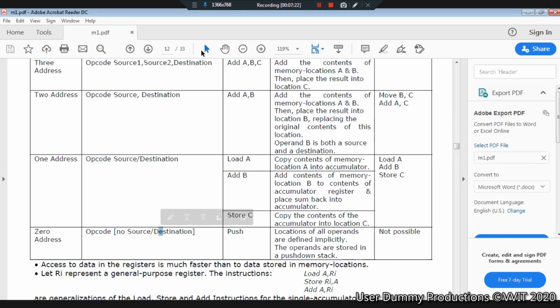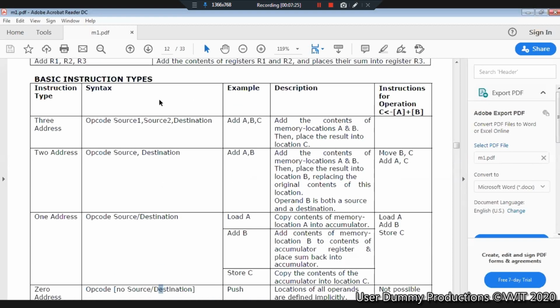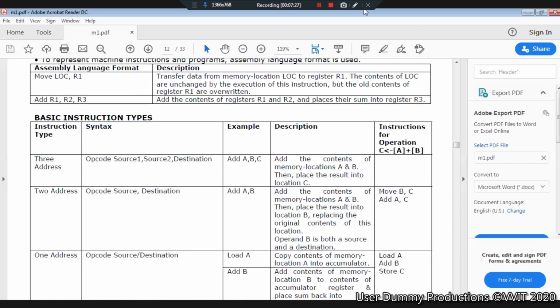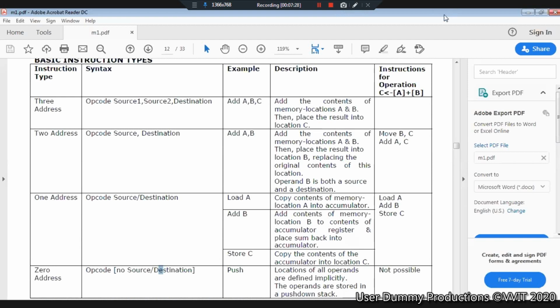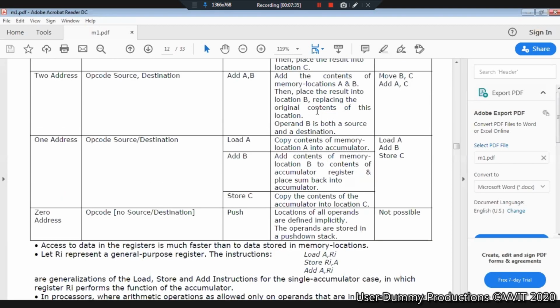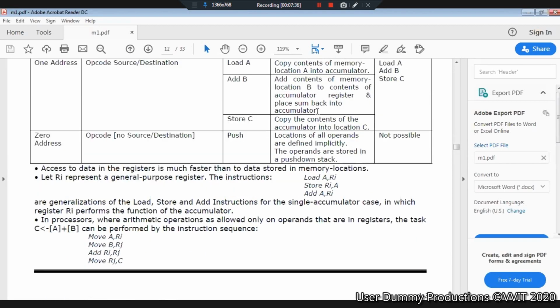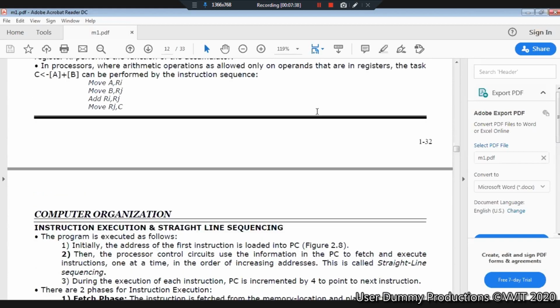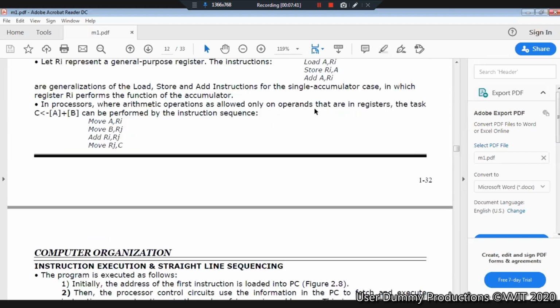Then zero address instruction. Anybody? Zero address instruction. That won't even take place. It won't even happen. Okay, I have done it. I told you I will do it later. Only push, you remember I told.